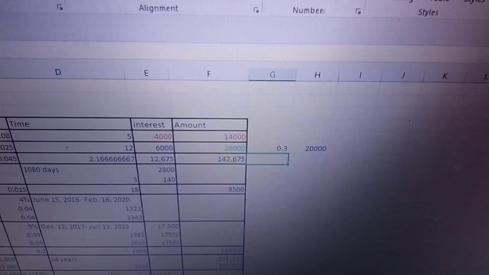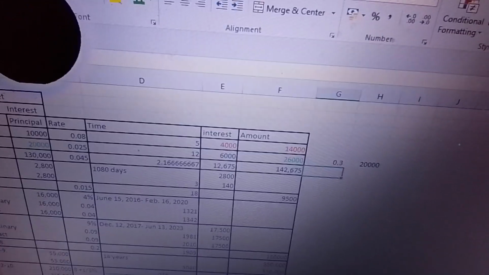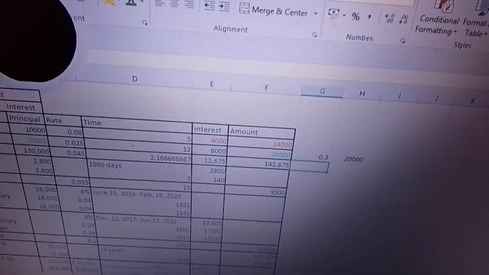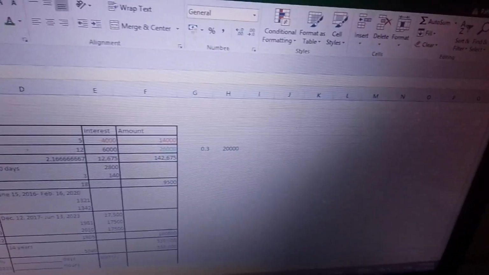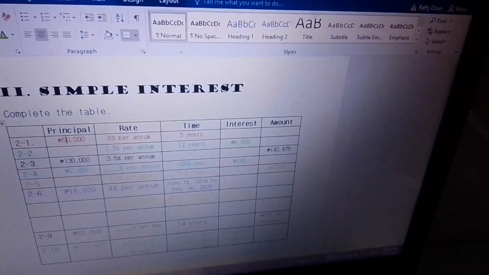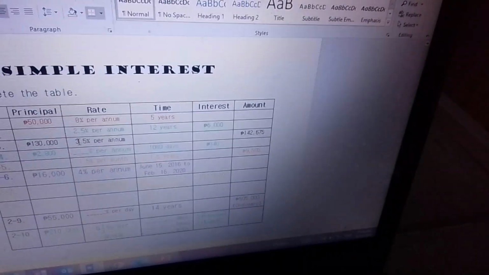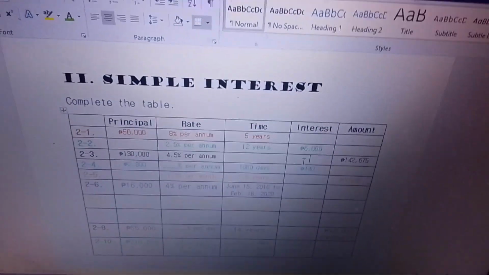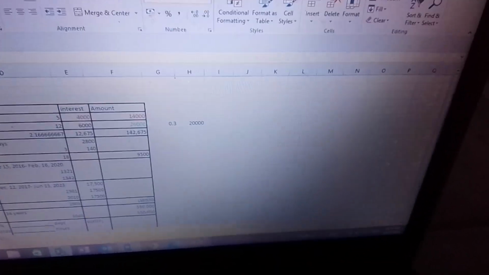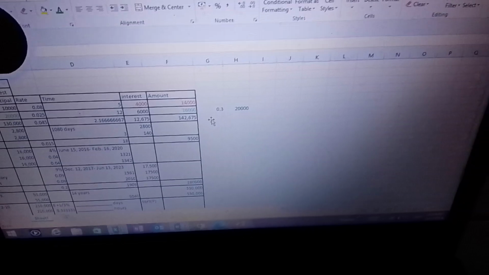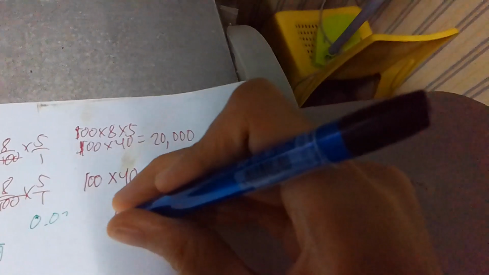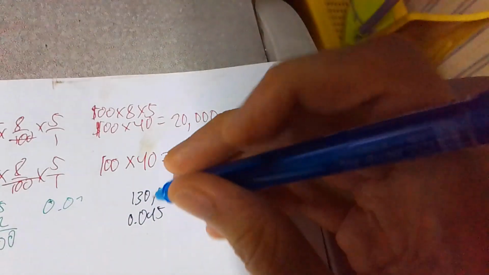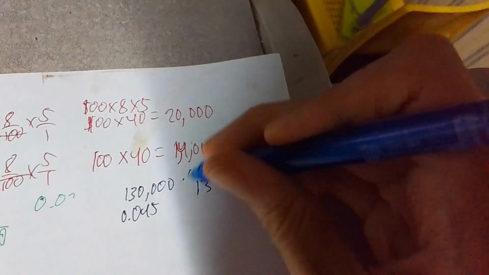Or let's try this way. Remember I said you can just multiply 130,000 and 0.045. Wait, that's supposed to be 4.5, not 3.5. Sorry, so that's 4.5% per annum. Now all we have to do is multiply. So let's do this on paper. You have 130,000 times 0.045. The zeros cancel out, and then we have 0.45.